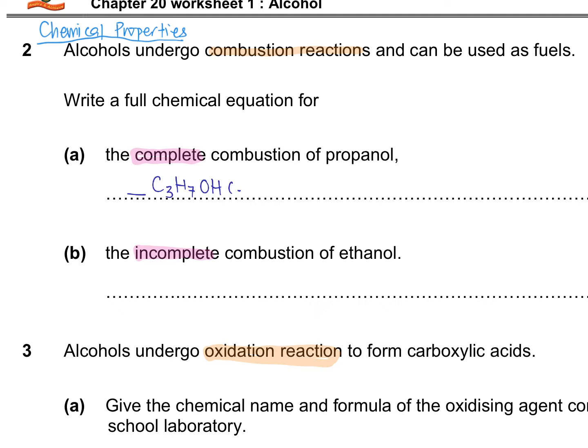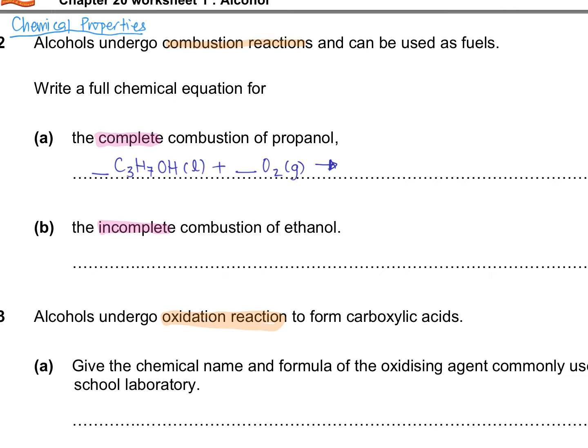C3H7OH. Again, this is a liquid. Remember, all alcohols are liquid. You will react with oxygen, which is a gas. Then you form, what's the product for complete combustion? Steam and carbon dioxide. Okay? Now, I went through the shortcut method of how you actually balance the equation for combustion reaction for alkane and alkene. When it comes to combustion reaction involving alcohol, there's a slight difference.